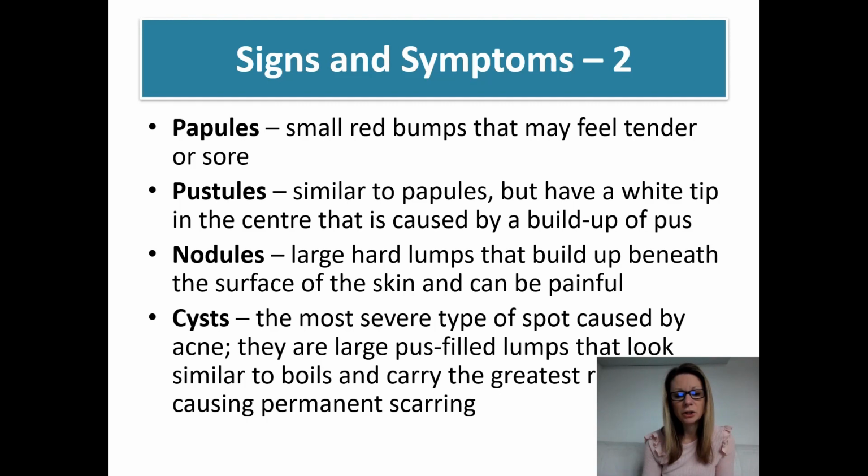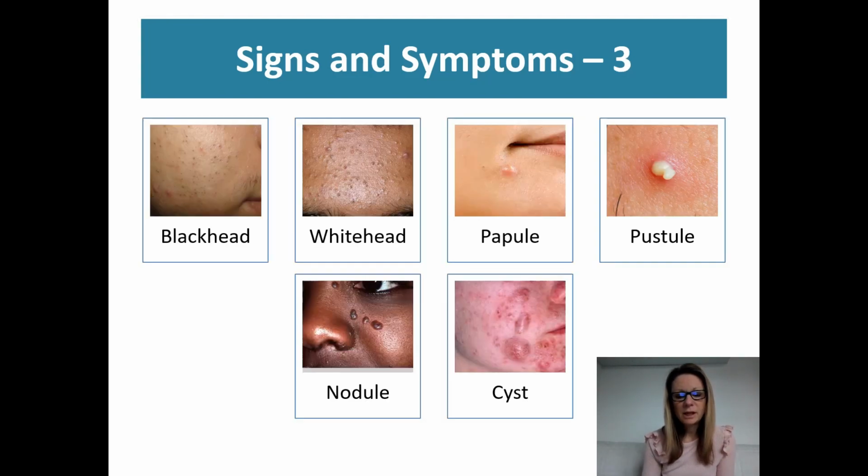Nodules are large lumps, quite hard, and they build up beneath the surface of the skin and can be quite painful. They can go on to cause scarring, and generally they're larger than 5 millimeters. Cysts are the most severe type. So they're similar to nodules, but they get filled up with pus. Here are some images which show typically what each type of spot looks like. The most severe are the nodules and cysts, and they are more likely to cause scarring.